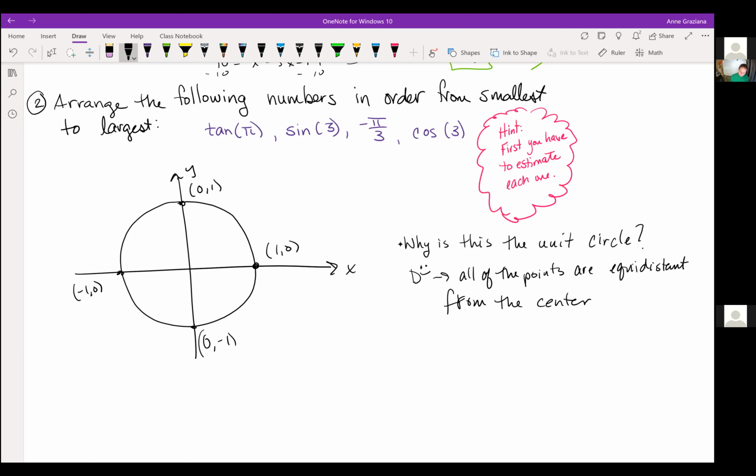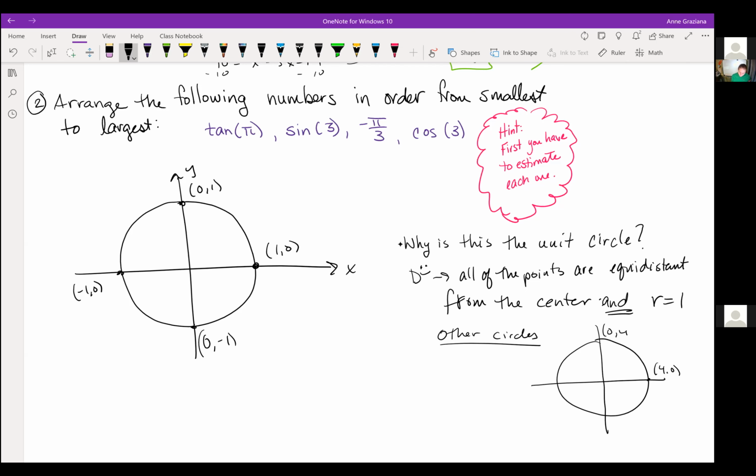Because that's the definition of a circle, any circle. What makes this the unit circle? Yeah, Christian. So all the points are equidistant from the center, and the radius is 1. That equidistance is 1 unit in all directions, okay? You can have other circles equidistant from the center, but say this one's 4 units away. That one is not the unit circle. It's a nice circle with radius 4, but it's not the unit circle, okay?